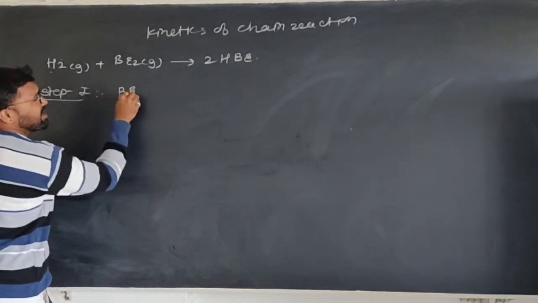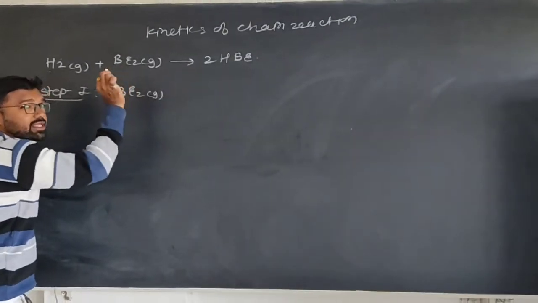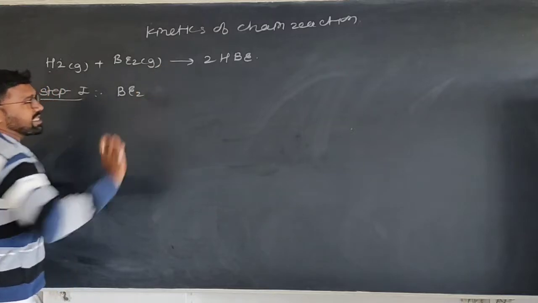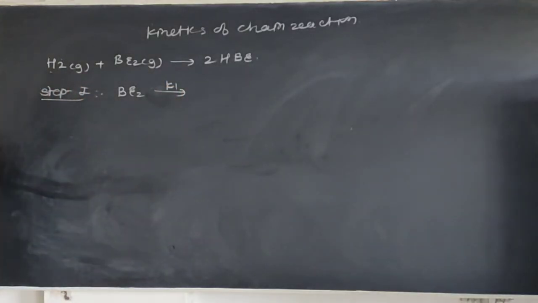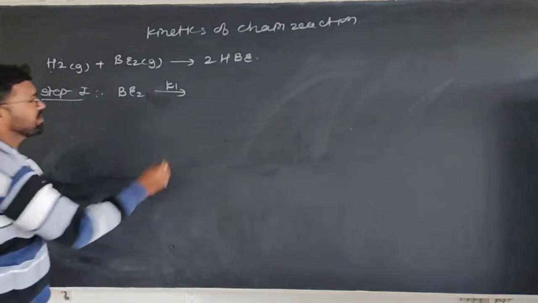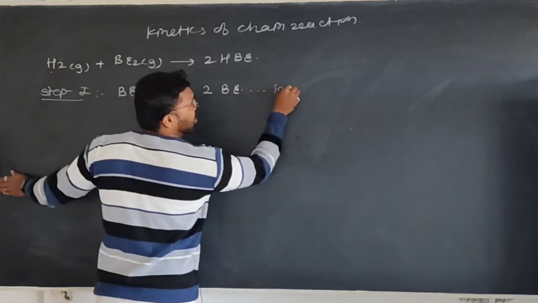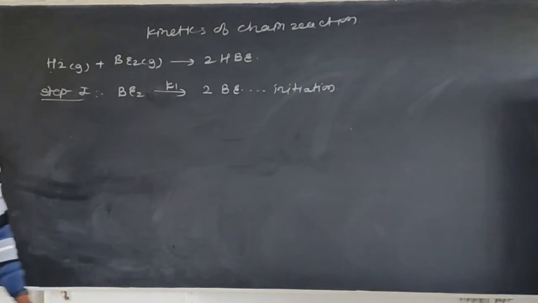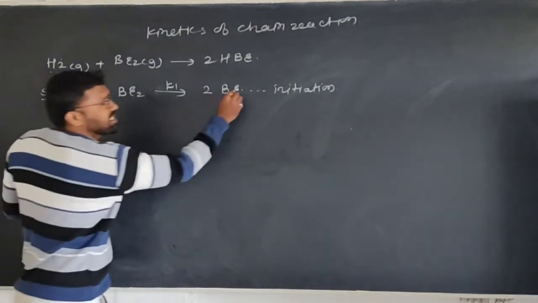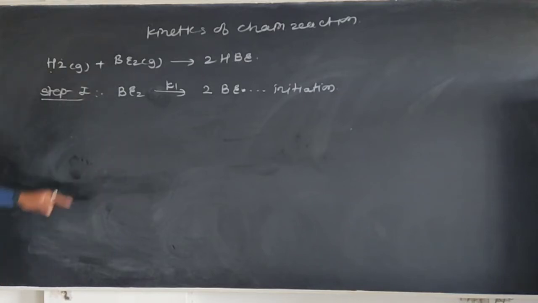In the initiation step, bromine, which is present as a gas, I will not write the state of the reactant here, undergoes decomposition with rate constant K1 to give bromine free radicals. This is called initiation, step first. In the initiation step, bromine gas decomposes with the rate constant K1 and is converted into bromine free radicals.